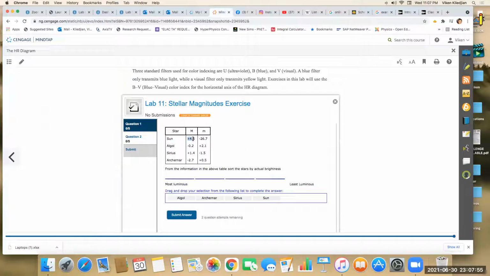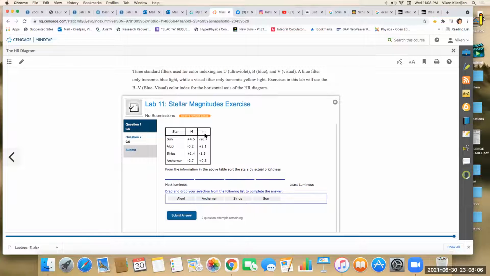So you see, the sun is a 4.5, Algol is a negative 0.2, Sirius is 1.4, and Achernar is negative 2.7. Now, the little m is how bright the star appears to us. That's known as the visual magnitude. So we would expect the sun to be the brightest looking star, so it gets the most negative number, negative 26. Algol is not as bright looking. Sirius is the brightest looking star in the night sky, so it gets a negative 1.5. And then Achernar gets a 0.5.